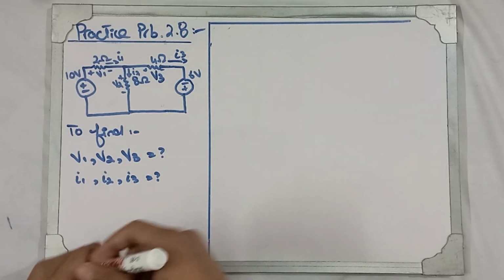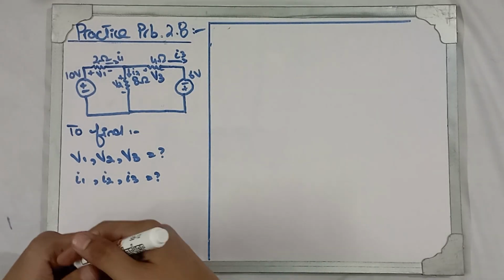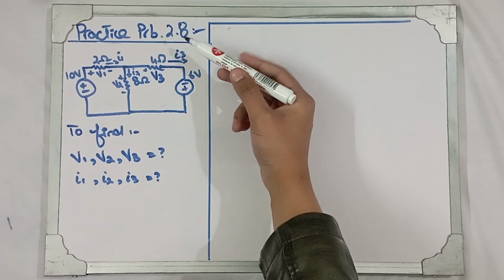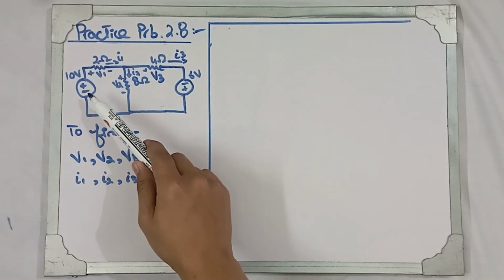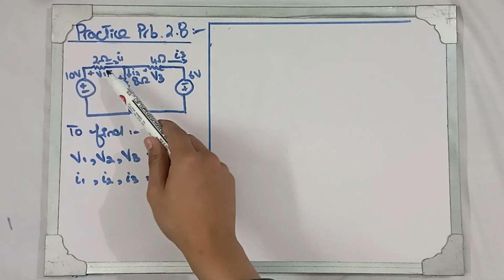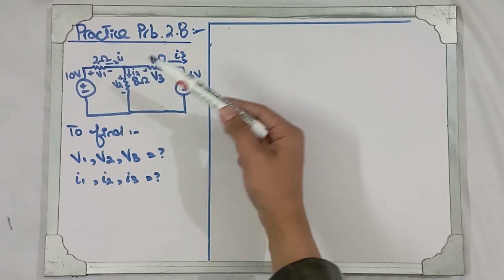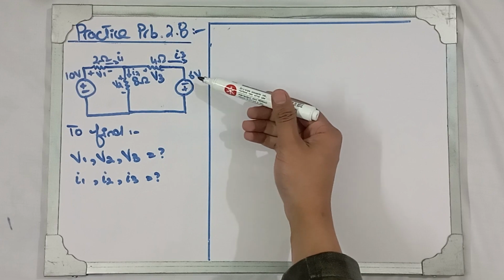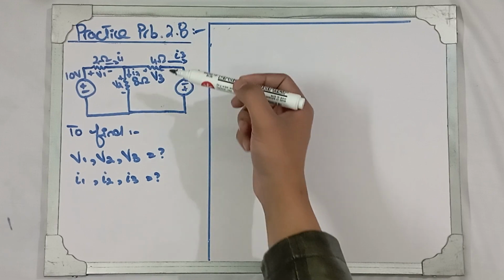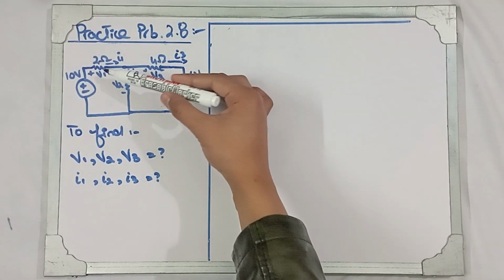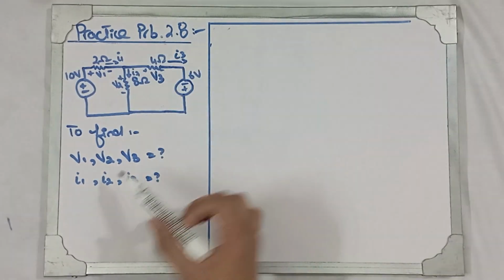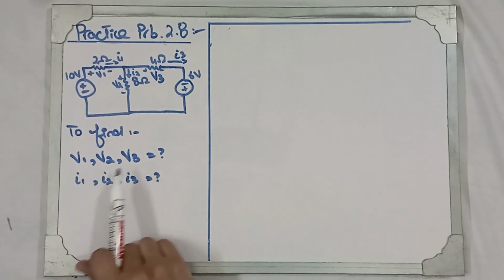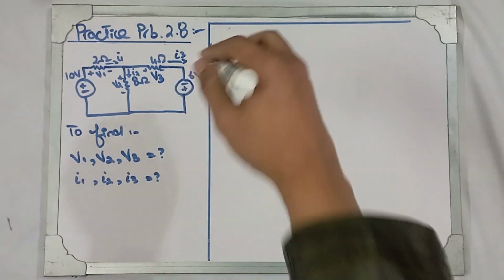Hi there, in this video, we are going to solve practice problem 2.8 from Fundamentals of Electric Circuits, Fifth Edition. So you can see that we have been given a circuit in which we have an independent voltage source of 10 volts, a 2 ohm resistor, an 8 ohm resistor, a 4 ohm resistor, and another independent voltage source of 6 volts. We have been given various voltages V1, V2, V3, and currents I1, I2, and I3 respectively. We have to find these voltages and currents for the resistors.